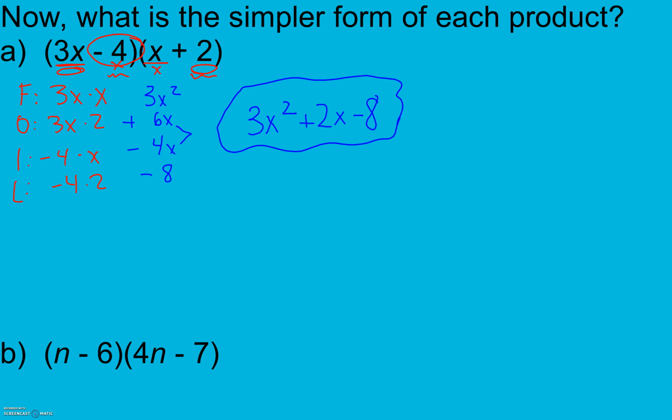We can look for patterns here. Again, we should make sure we use every number exactly twice, or every term exactly twice. So I have 3x and 3x, negative 4, x, 2, 2. And those will go in the same order every time. So it'll always be our first, second, third, fourth terms.